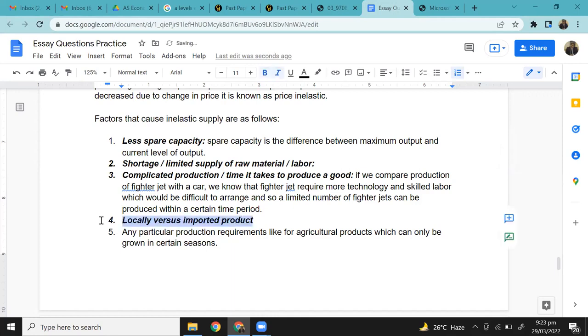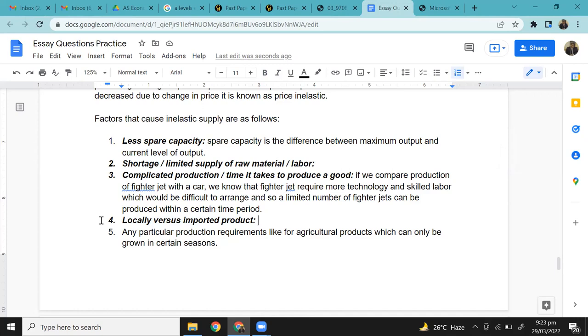Now think about this. Anything that's being produced locally, that means you already have resources and raw material available to produce that product. Yes or no, right? So it will be easier to arrange more resources. It will be easier to expand your production and all that.